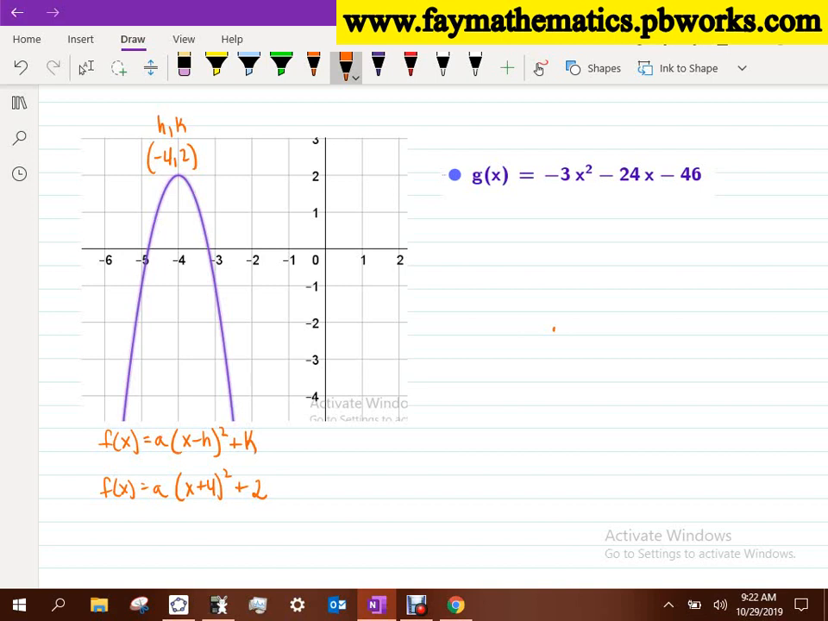Okay, now think about that. Think about what we know about transformation. Does that plus 4 take the parent function x squared, whose vertex is at 0, 0, move it left 4 units? Yeah. Does that plus 2 move it up 2 units? Yeah. Awesome.